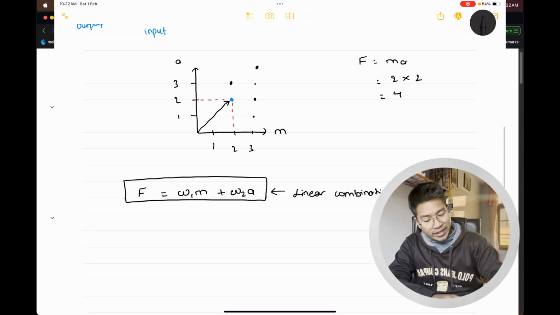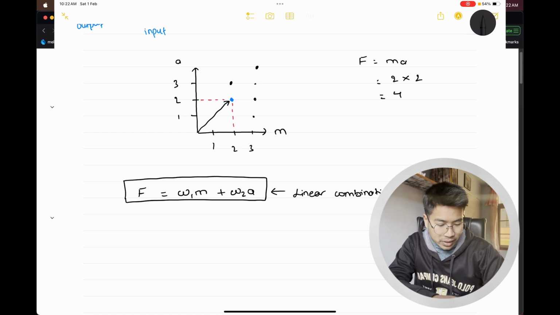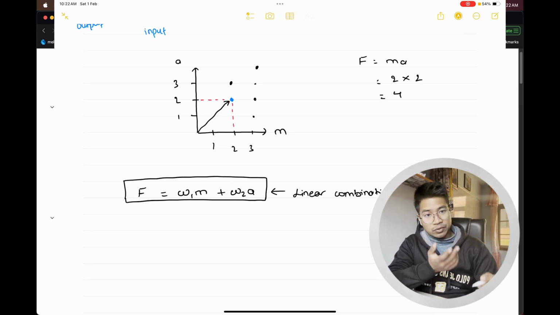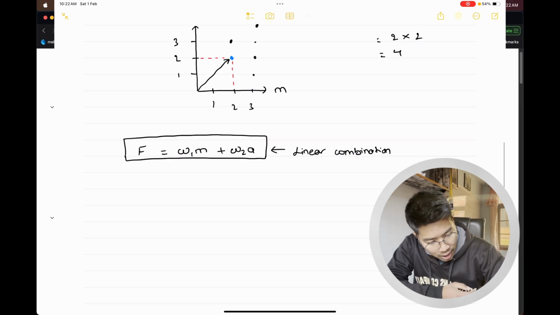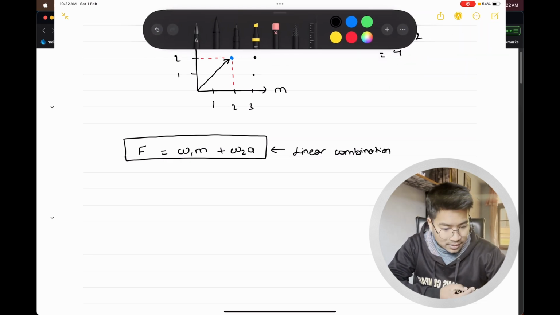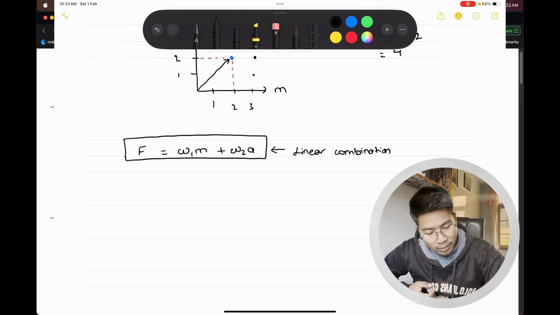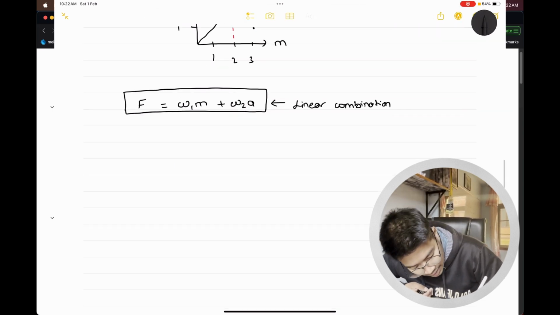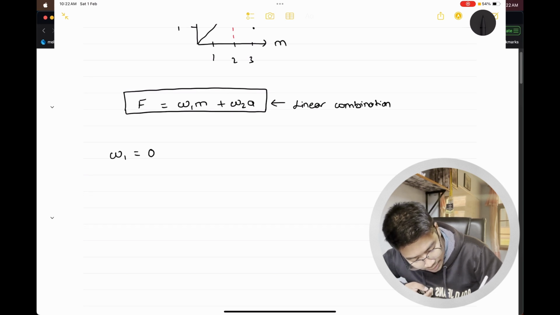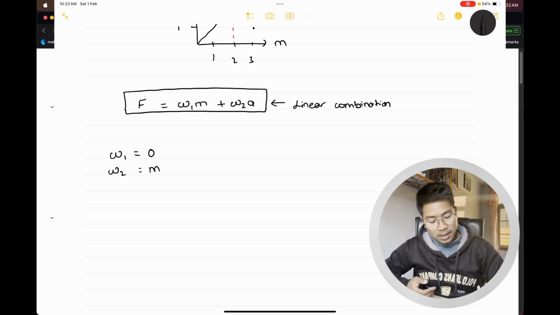This equation will give you access to all of the points in the graph over here. Okay, that's what the linear combination is for. Now we already know that force is basically ma, so what should be the value for w1 and w2? You can think about that for a while and you'd realize that you can keep your w1 to be 0, and then you can put your w2 to be m a. That will still give you f is equal to ma, right?